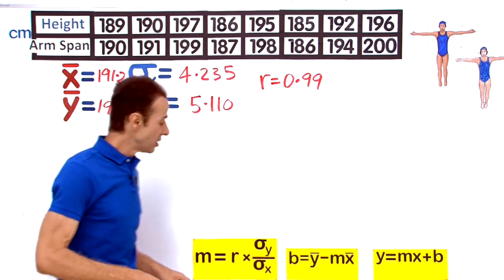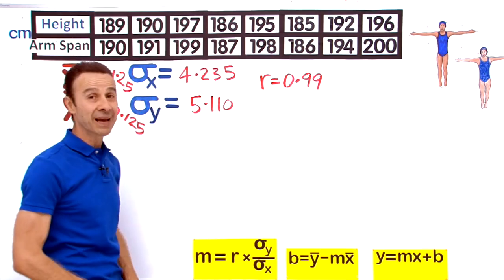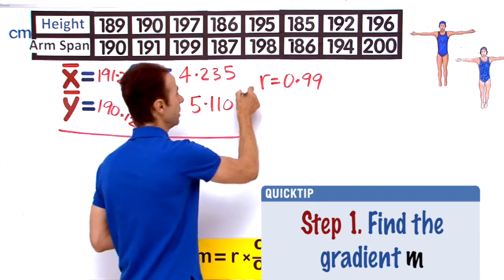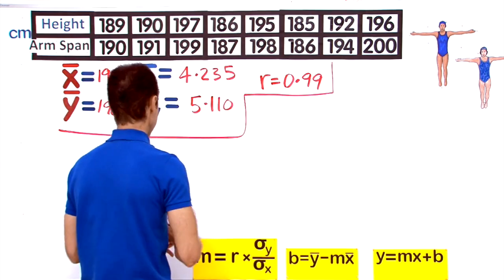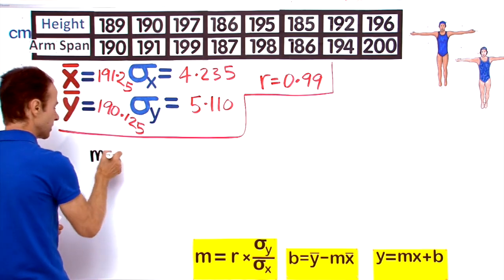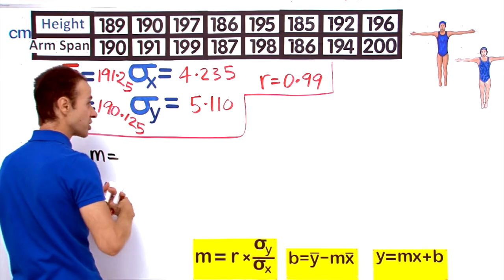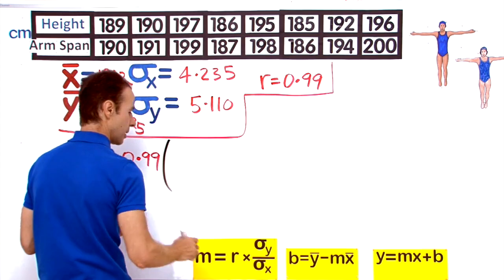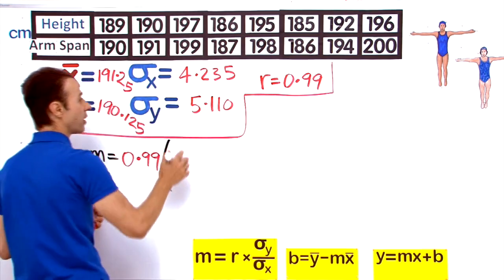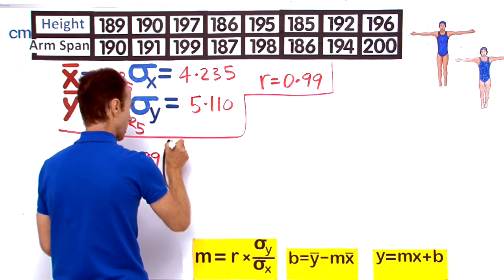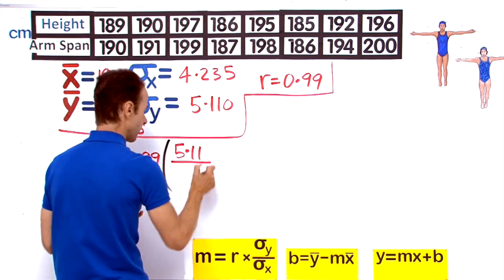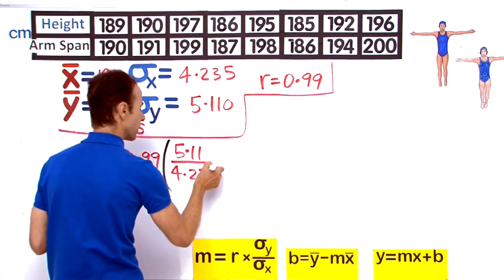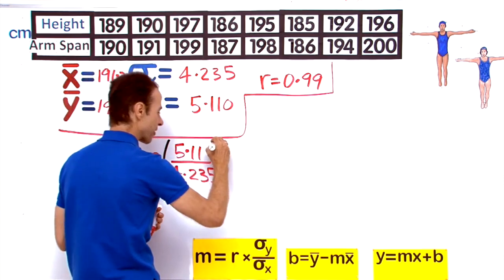So let's go through these steps. We have all this information, so we can put it in here to work out the gradient. Okay, in order to work out the gradient, m is equal to r, the correlation coefficient, which is 0.99. We're going to multiply that by the standard deviation for the y-scores, which is 5.11, all over the standard deviation for the x-scores, which is 4.235. Use 3 decimal places, because if you use 2, you will get another answer.